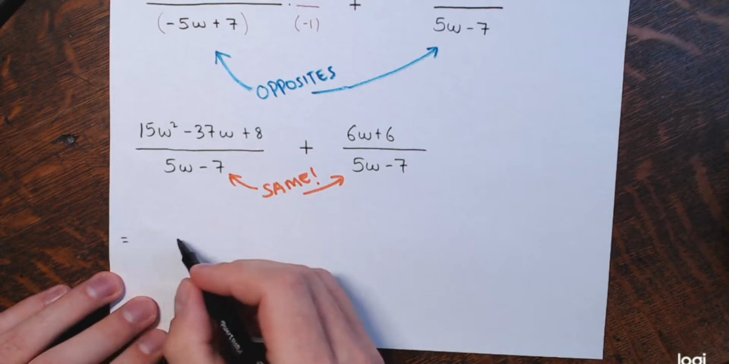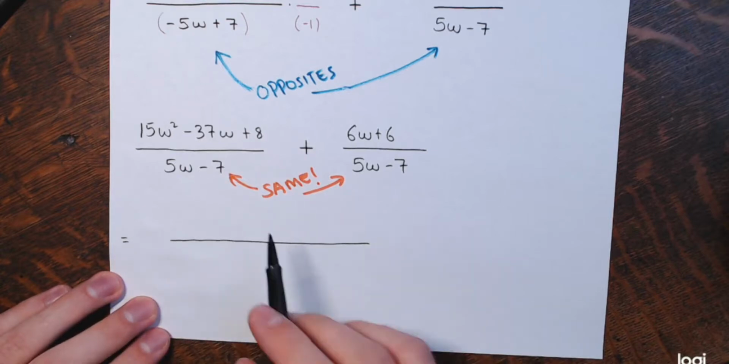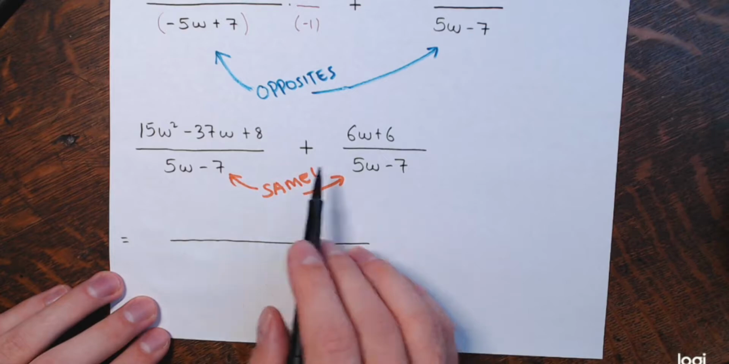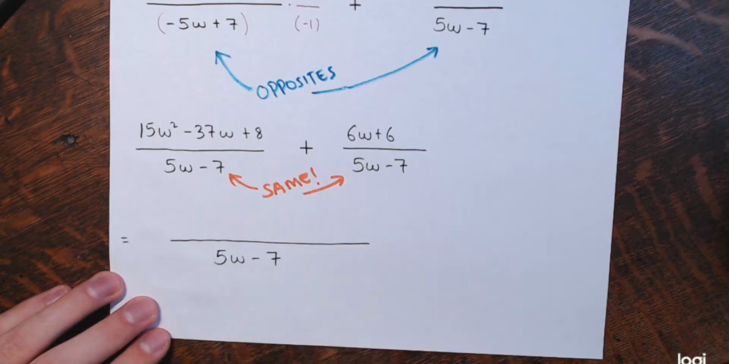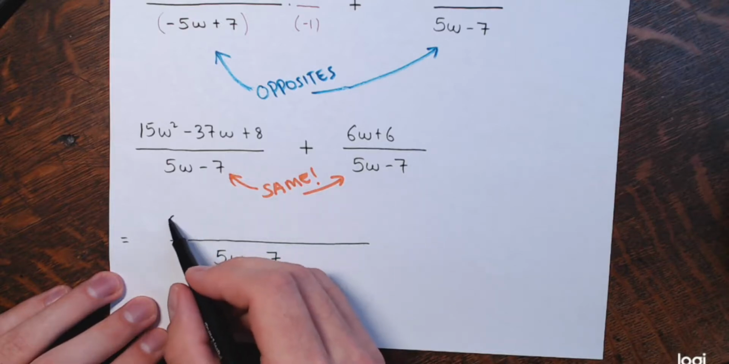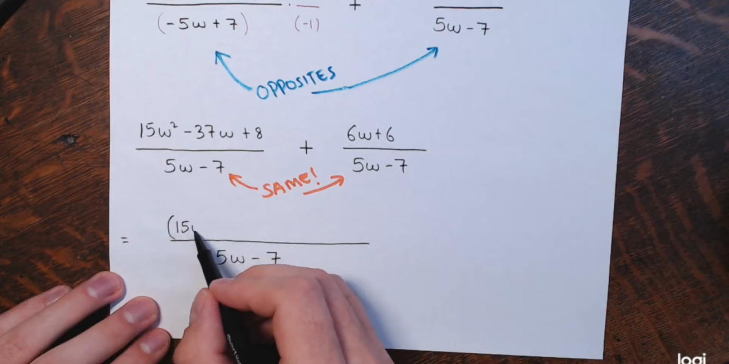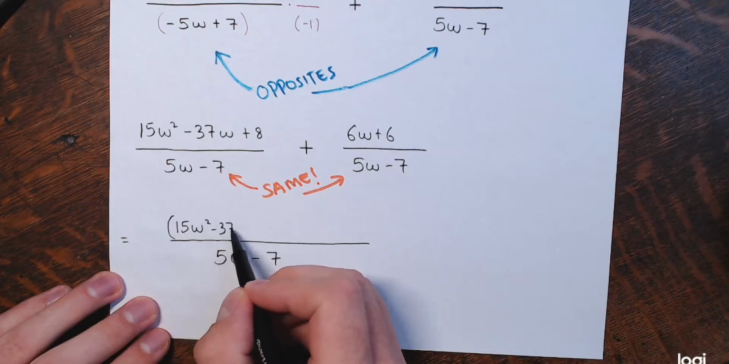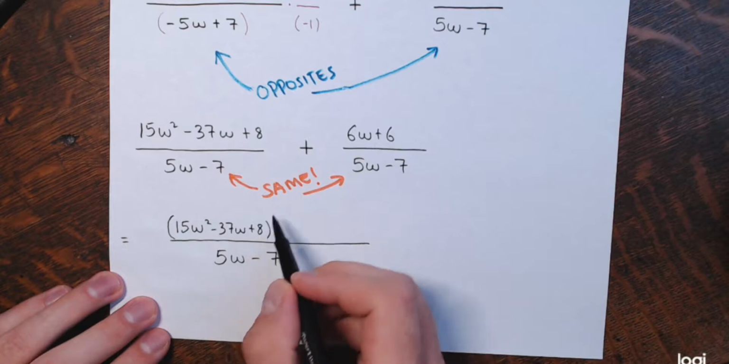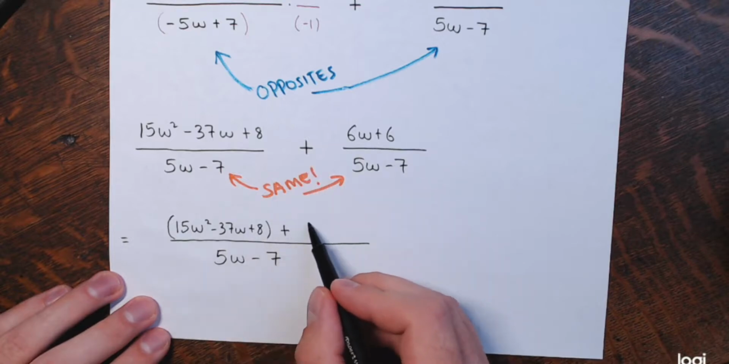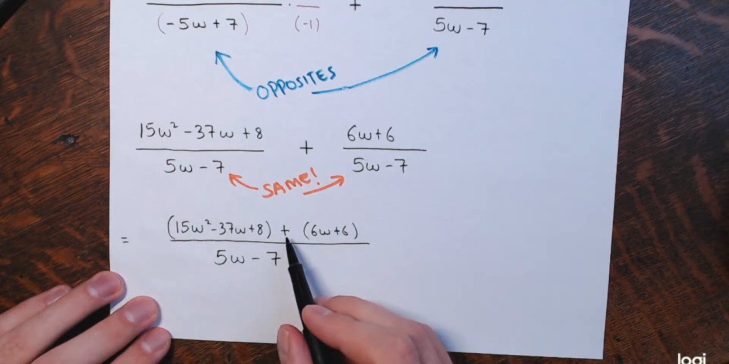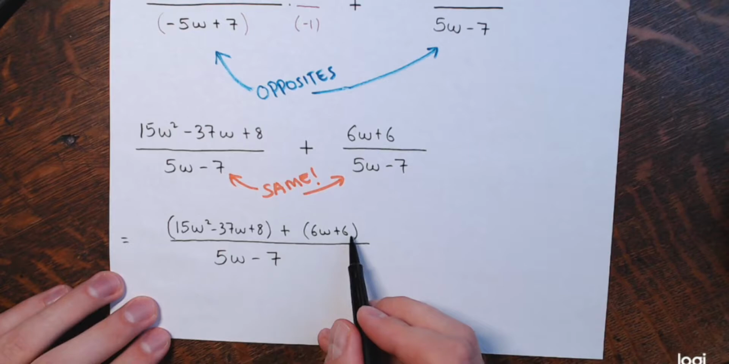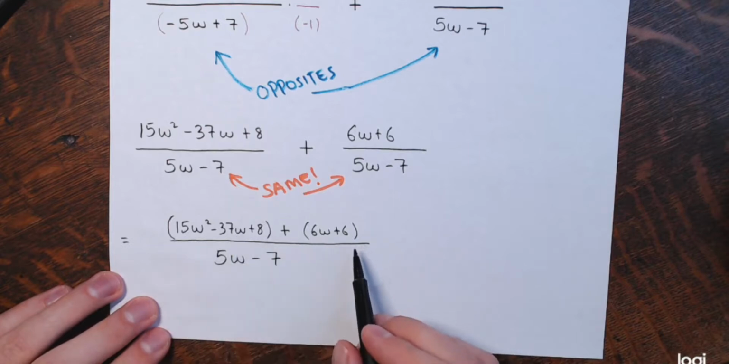And if you recall from the first question, when you add two fractions with the same denominator, that is going to be the denominator of the result. So I write 5w minus 7 in the denominator. And then I take the entire first numerator and we're going to add to it the entire second numerator. Because this is addition, this is like having positive 1 here, there's no need for the parentheses. All we're doing is combining like terms.